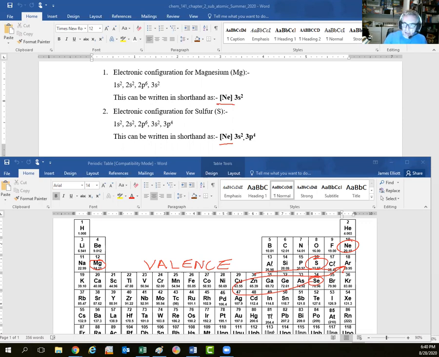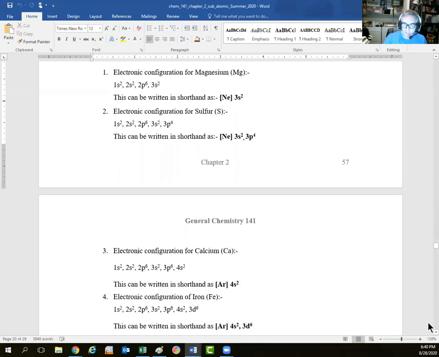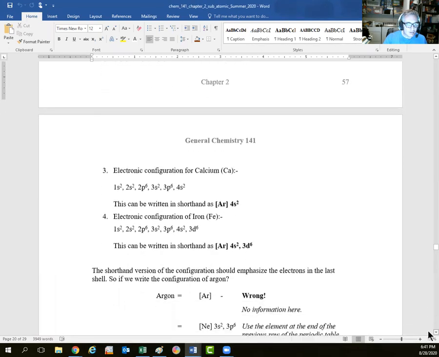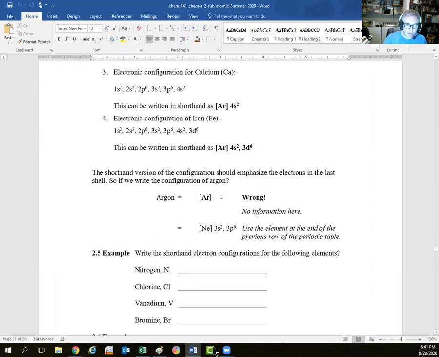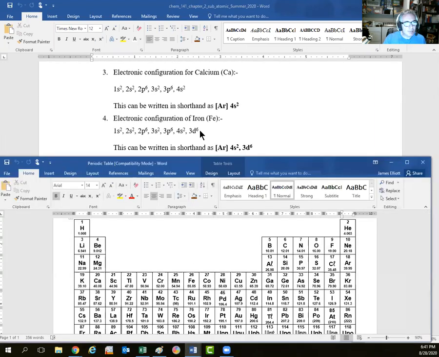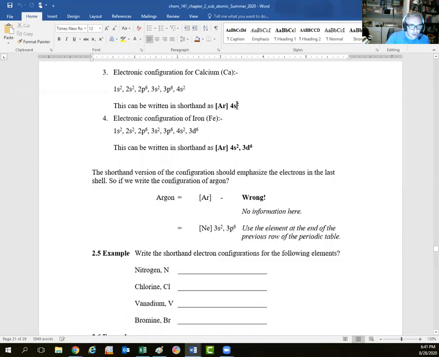If we look at some of the others we've had, adjust my page and bring up the periodic table again. So for calcium, we've gone into the fourth row of the table, into the fourth shell. We can back up to the end of the third shell and use argon in square parentheses to allude to those three shells which are complete, and then just write 4s2 for the calcium along with the symbol for argon.